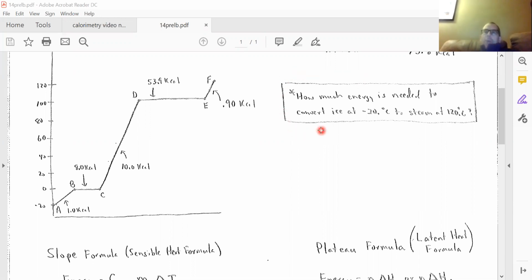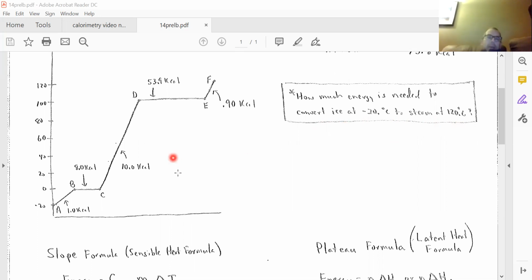Here's the question. How much energy is needed to convert ice at negative 20 degrees Celsius to steam at 120 degrees Celsius? Well, it depends on how much ice you have. So let's rephrase that question. How much energy is needed to convert 100 grams of ice at negative 20 degrees Celsius to steam at 120 degrees Celsius? Okay, so we're going to assume this is 100 grams. Now we'll solve this problem.